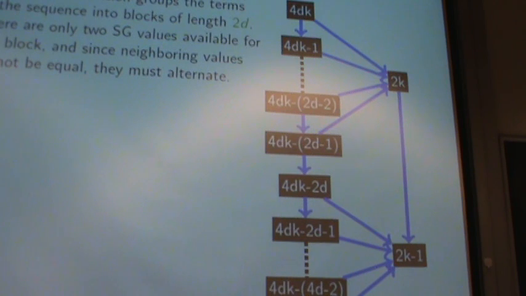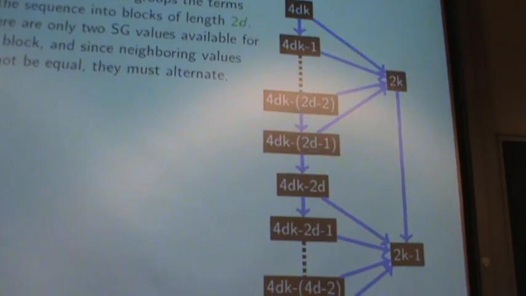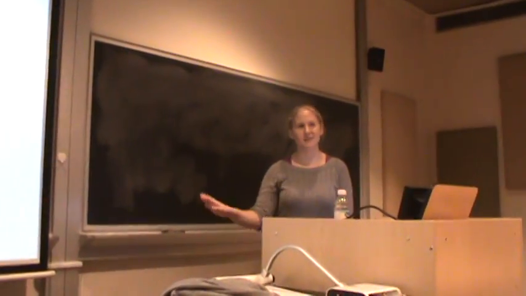Well, 2k has some Sprague-Grundy value, right? 0, 1, or 2. There are only 3 Sprague-Grundy values available. So in that block of length 2D, one of them's already been used up. Okay? So we only have 2. We can't have neighboring ones be equal, so we have to alternate. So this alternation pattern is actually not that mysterious once we look into it. It really will happen for all of the blocks.